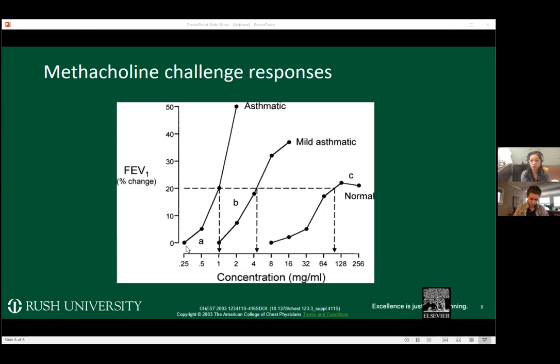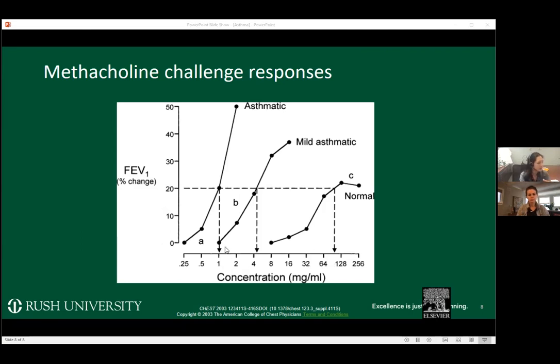So what we do is we get the first spirometry, just normal. And so that's 0 because there's been no change yet. And then we give this low dose, 0.25 milligrams per milliliter, 0.5 milligrams per milliliter, and then 1 milligram per milliliter, and all the way up until you induce this change. Now, we don't keep going and going and going if the obstruction develops.